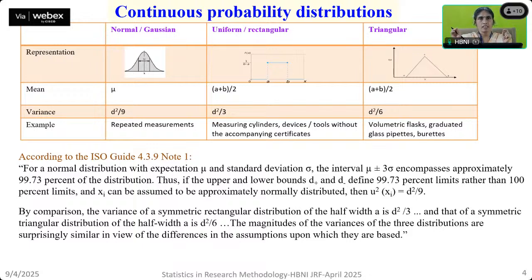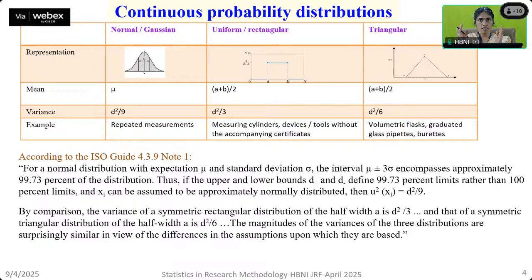So these extremities, the lower and upper confidence limits of the Gaussian curve, are called plus and minus d. That is nothing but mu plus 3 sigma and mu minus 3 sigma. So if you want to calculate the standard deviation for that one, it will be nothing but the square root of d square by 9, that is d by 3. That will be the standard deviation for a Gaussian distribution function.